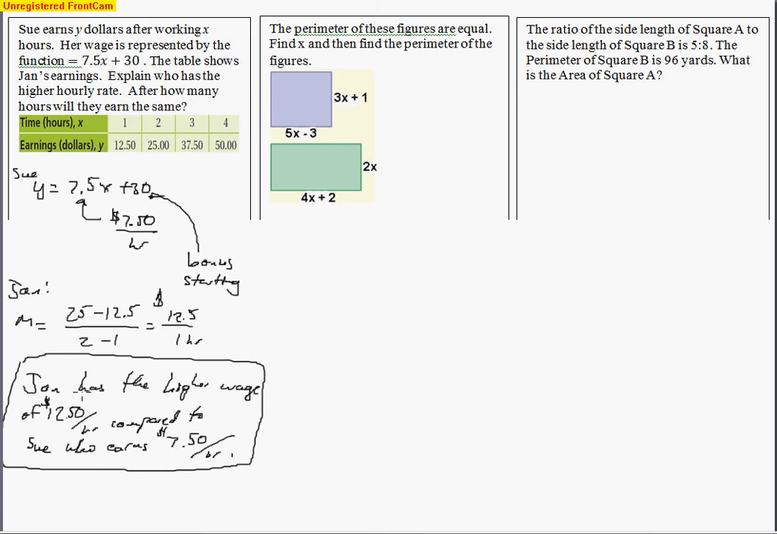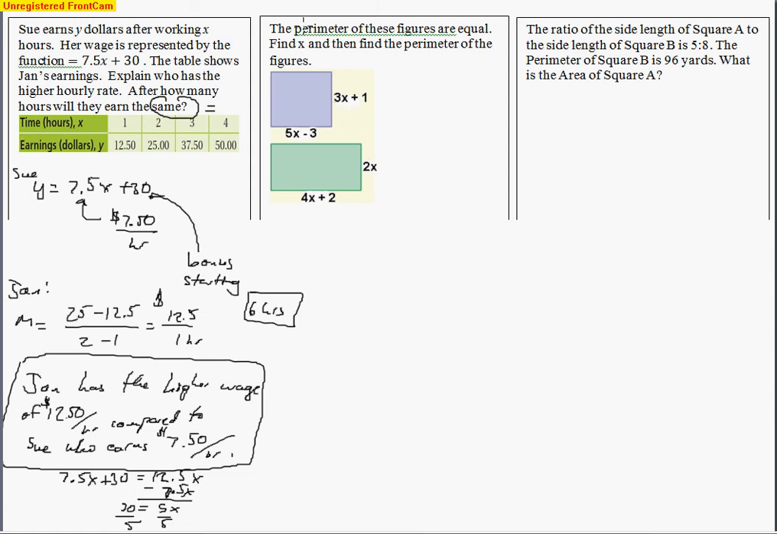So now we're going to answer the last question, which says, after how many hours will they earn the same? Same means equal. And so we're going to set their expressions equal to one another. So we have 7.5x plus 30 equals 12.5x. And so we can go ahead and subtract the 7.5x from both sides. And that gives me 5x equals 30. So when I divide by 5, that tells me that 6 hours is the time in which they earn the same amount of money.